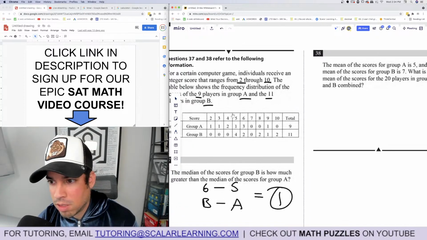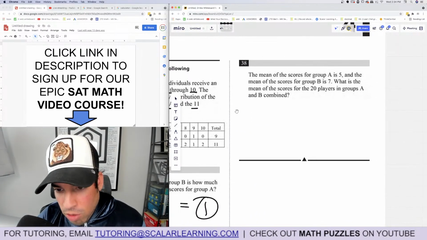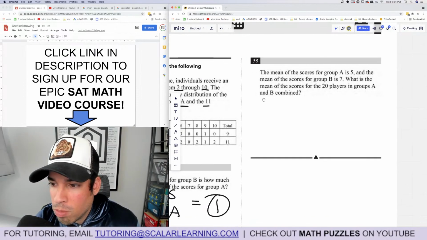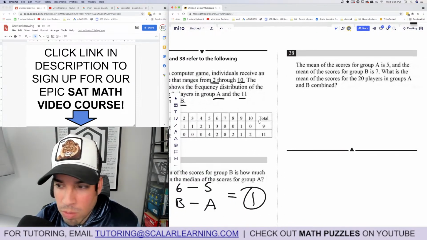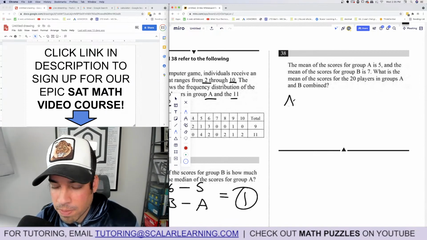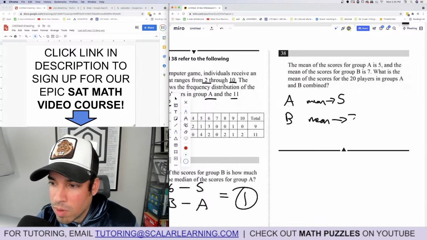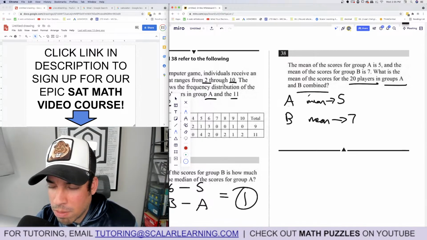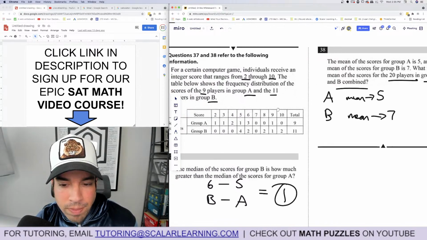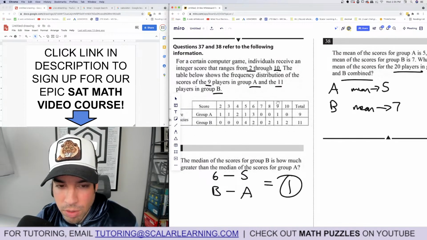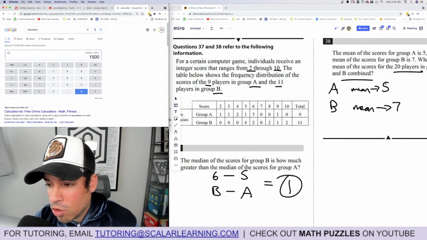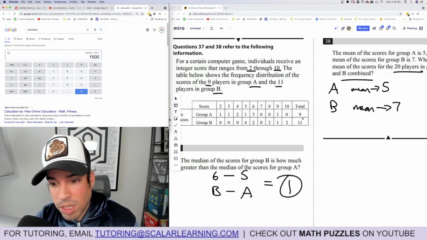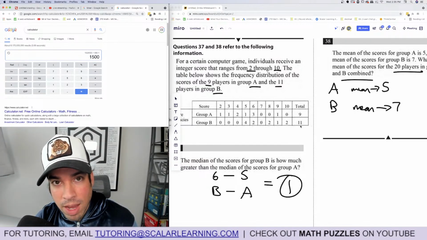Done. Nice. Last but not least, for the final showdown, the mean of the scores for Group A is 5, and the mean of the scores for Group B is 7. What is the mean of the scores for the 20 players in Groups A and B combined? All right, let's just do it. And by the way, don't just average these because you can't, because there's 9 here and 11 here. So this should have a heavier weight.